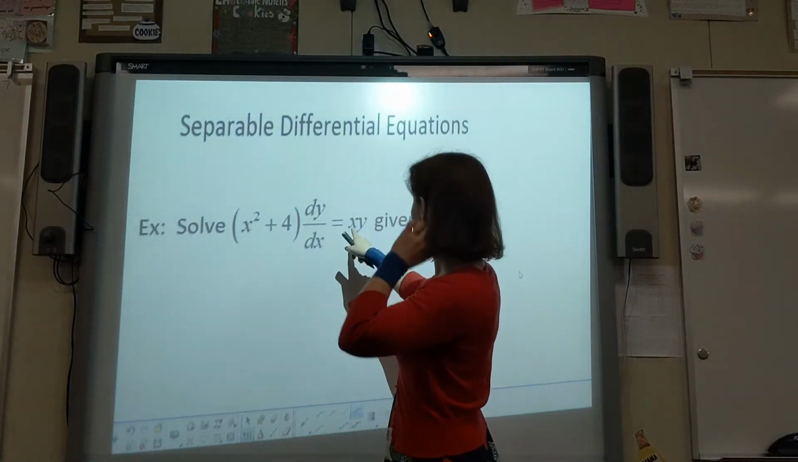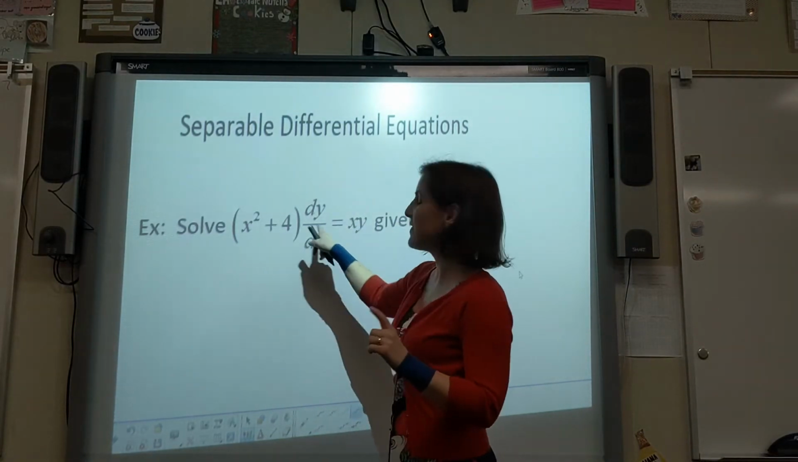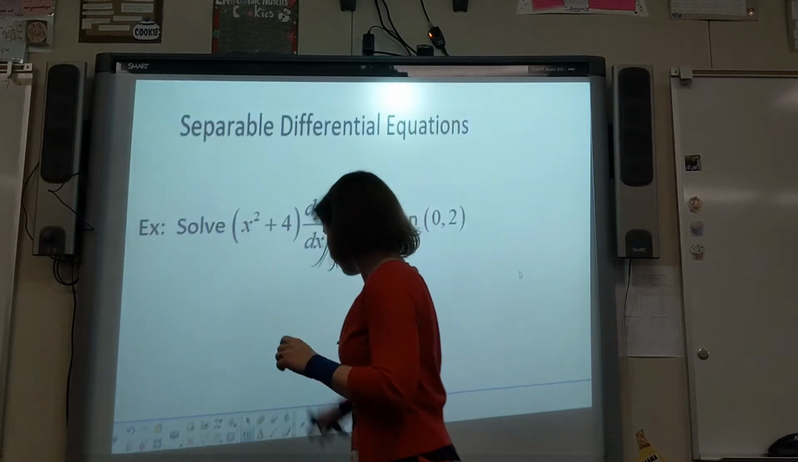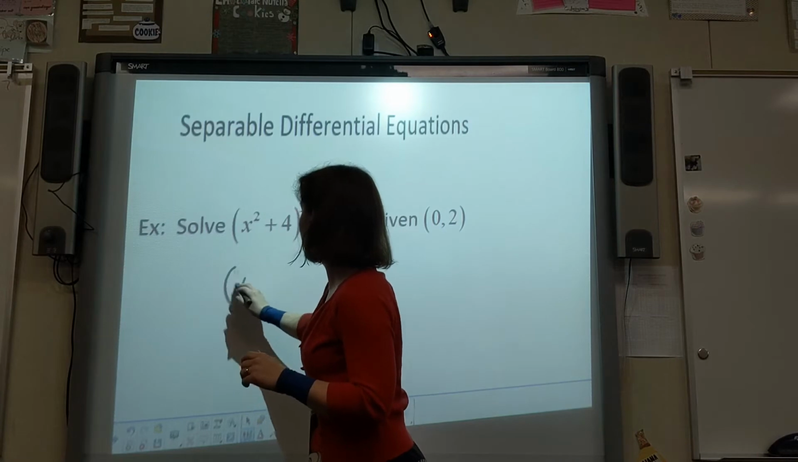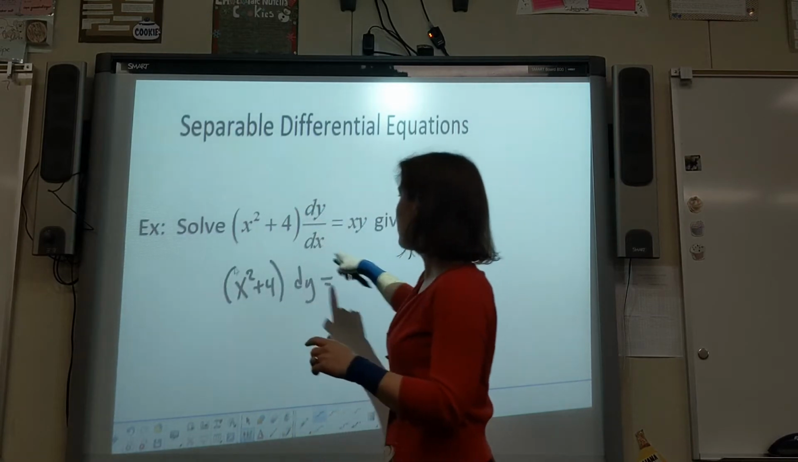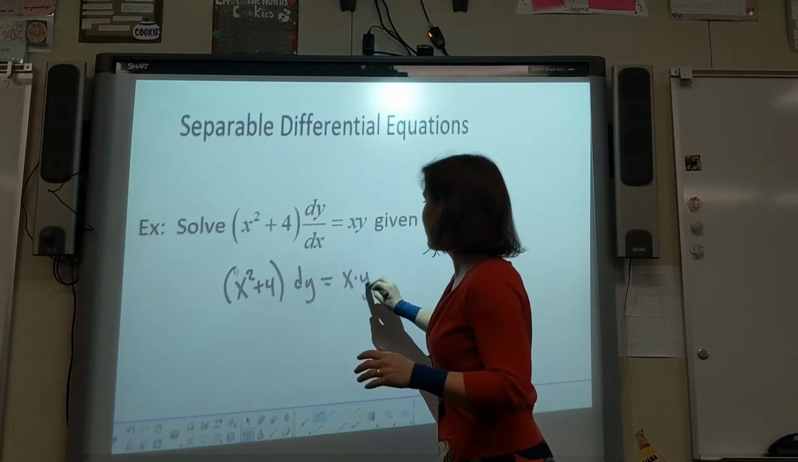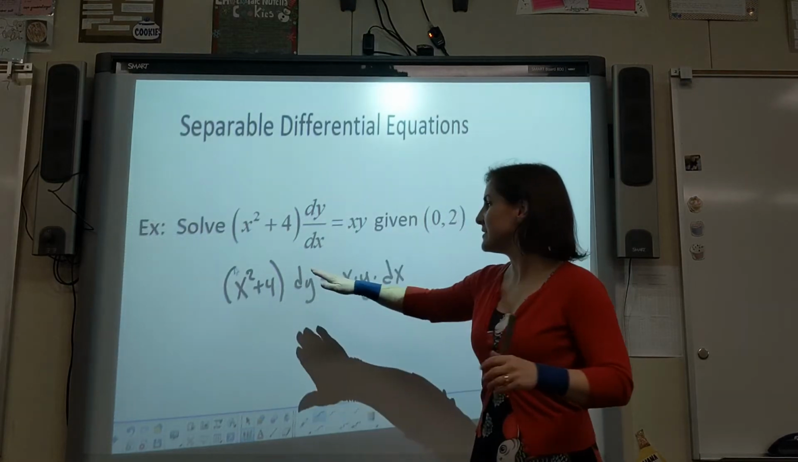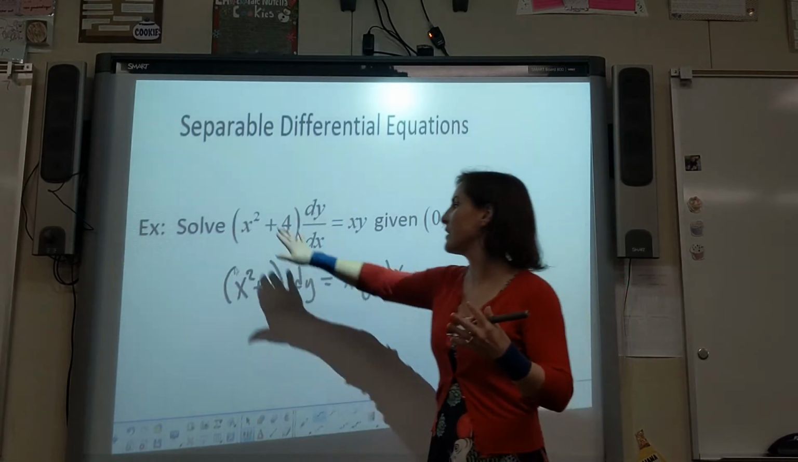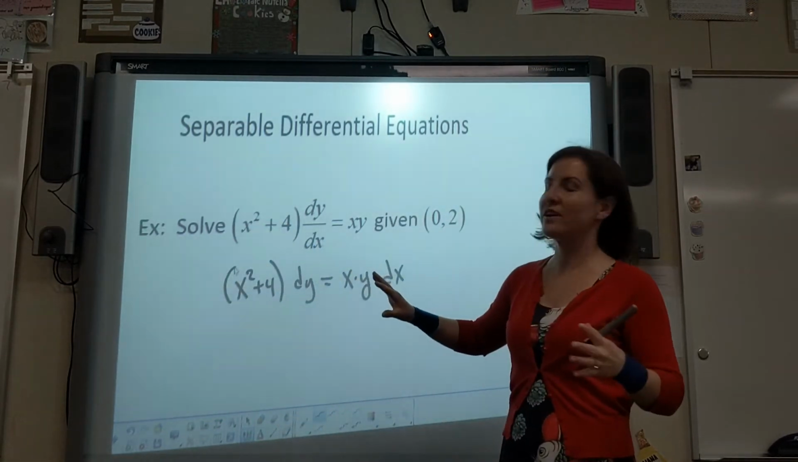So what's happening here? With this dx on the bottom, I'm going to need to multiply both sides by dx. I've got x squared plus 4, we have a dy. If I multiply both sides by dx, then I have x times y times dx. The dy and the dx have to be in the numerator, so we've got our proper form for integration.